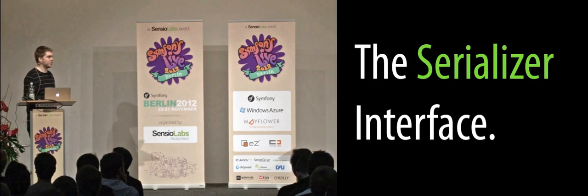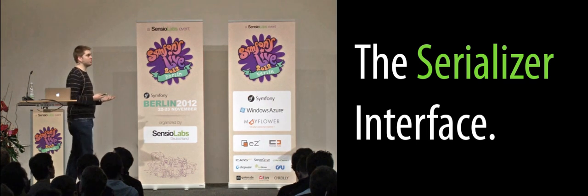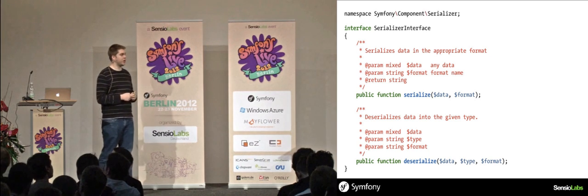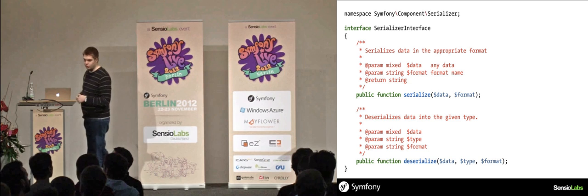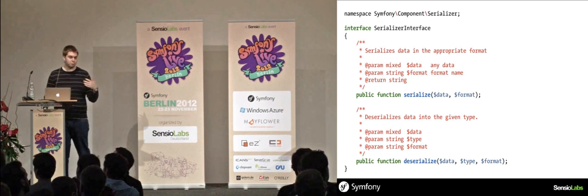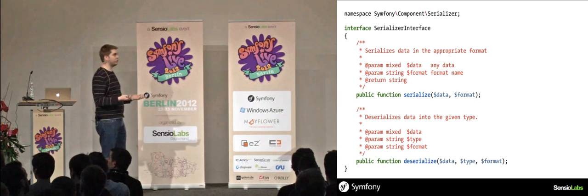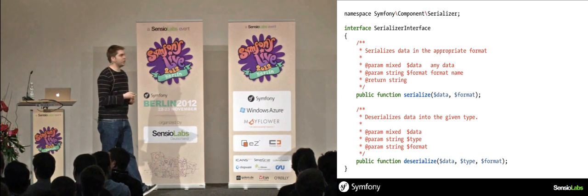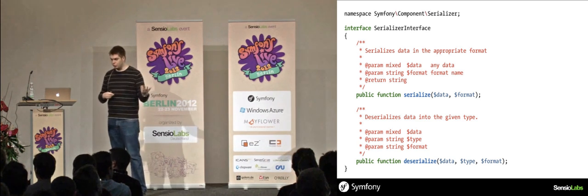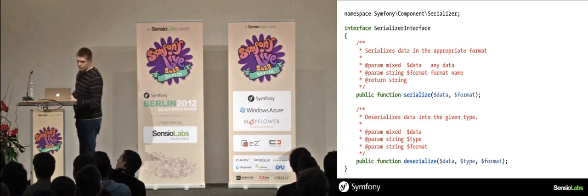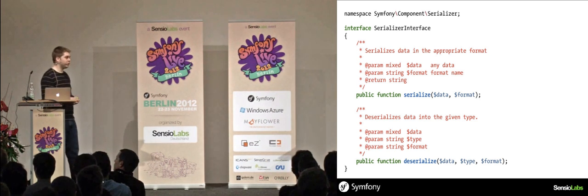We have a serializer interface. Basically you just have to know that the serializer object has two methods, serialize and deserialize. Serialize takes your data, so your PHP object, or it can also be an array, and you pass the format in which you want to convert these data. And you will get a string in return, which is your XML output or JSON output or whatever.